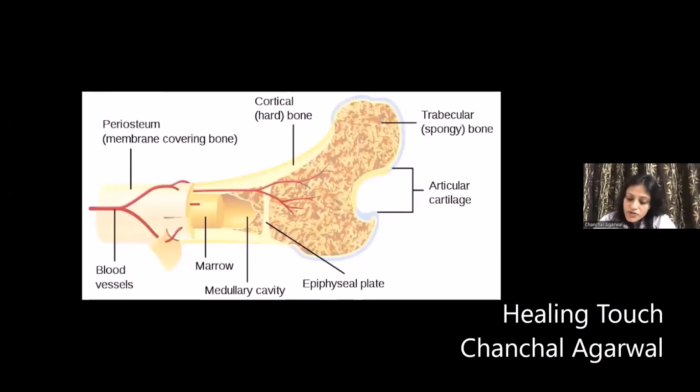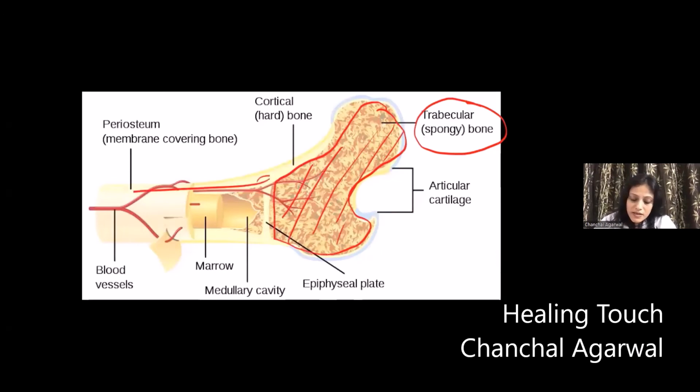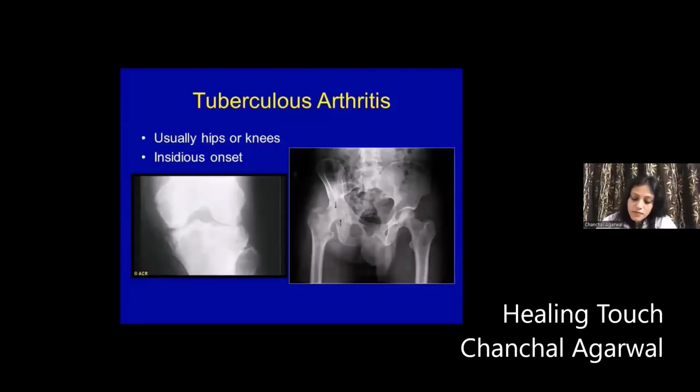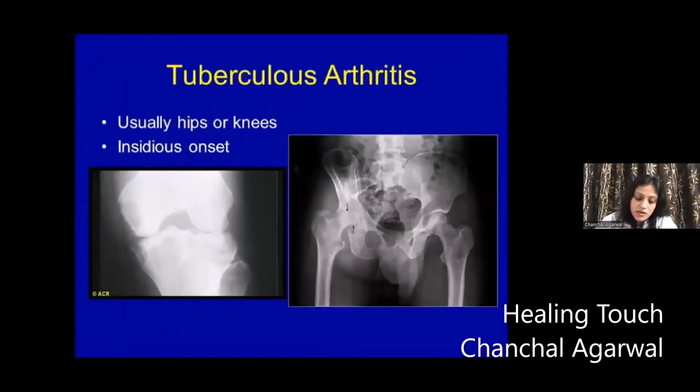Okay, this is another picture where it shows what is trabeculae. This is trabecular or the spongy bone. So this part of the bone, the topmost part of the bone, is called the trabecular or the spongy bone. Okay, this is a continuation of the bone. This is another picture which is also tubercular arthritis or tuberculous arthritis, which is seen usually in the hips or knee or also in ankle.